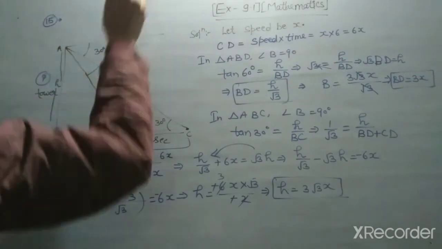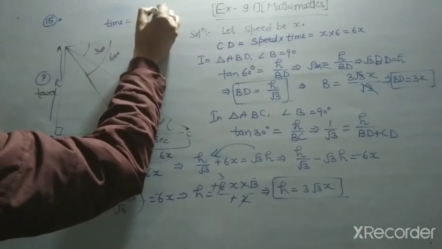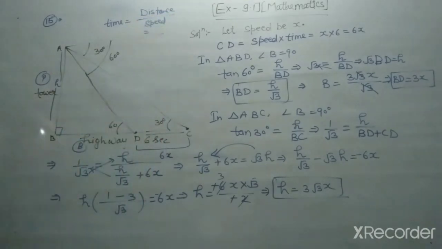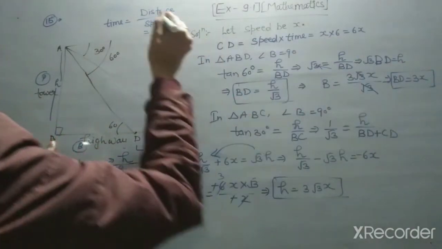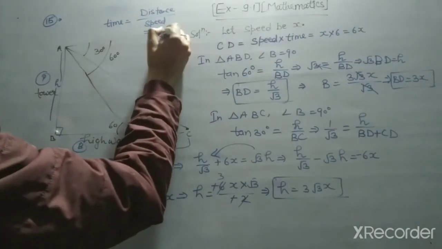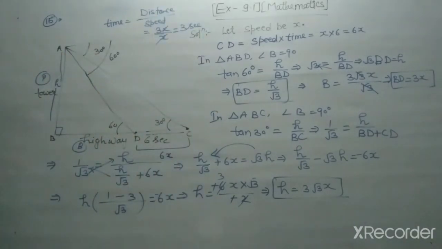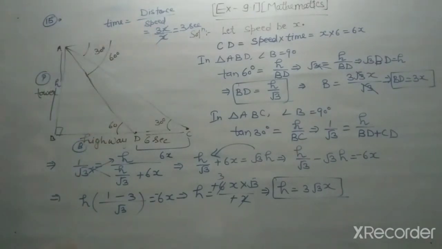Time is equal to distance upon speed. Distance is this, the total distance BD, so distance is 3x and speed is x. So upon x, and cut down by this, that value is 3. So 3 seconds it will take to reach the foot of a tower. So by this process you have to solve this question. Clear? So note down this question in your notebook and do it again and again.